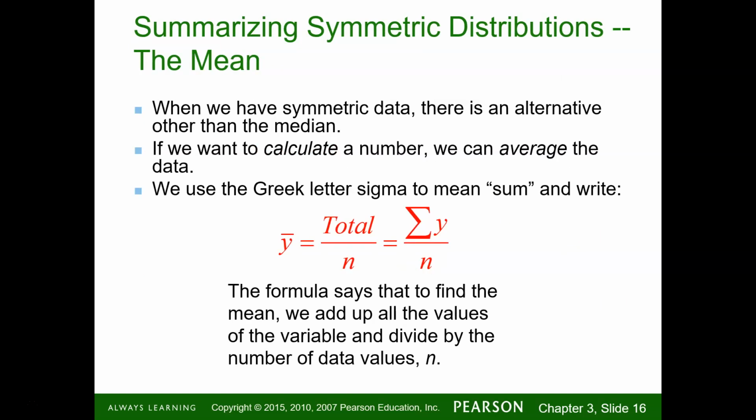So here's an explanation of the mean. This isn't that important. I think everybody knows how to calculate the mean. You just add them all together and divide by the total number of data that you have. They use the Greek letter sigma for sum. So this is just adding them all up, right? And then dividing by the total number of values.